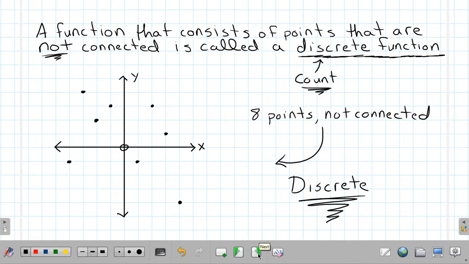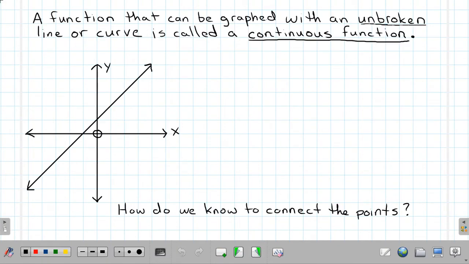Now on the flip side of that, we have a function that is called a continuous function. A function that can be graphed with an unbroken line or curve is called a continuous function, okay? So in this case, if you want to get technical with it, we have this point here, this point here, this point here, this point here, this point here, okay? So you can see we have a bunch of points here, and we can actually go and count a bunch of them, okay? If you wanted to, you could keep going. There's a point, there's a point. So you can see all these points, okay?